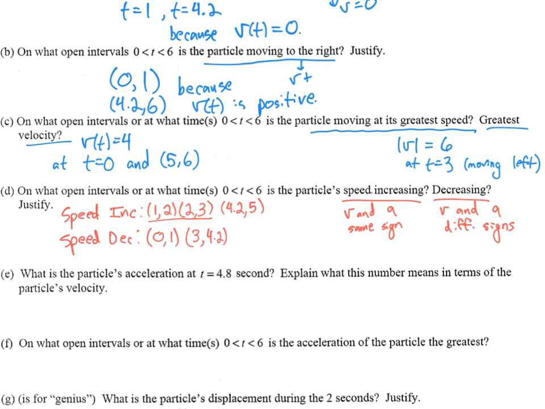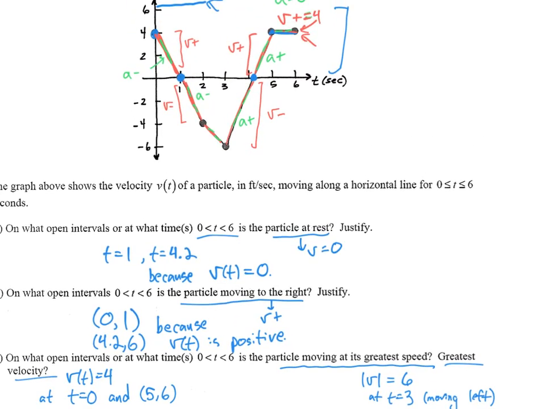Okay, question E asks us what the particle's acceleration would be at 4.8 seconds. So let's take a look up at the graph. 4.8 seconds would put us at about that point right there. So because we're looking for acceleration, we want to know the slope at this point to find the acceleration at 4.8 seconds.